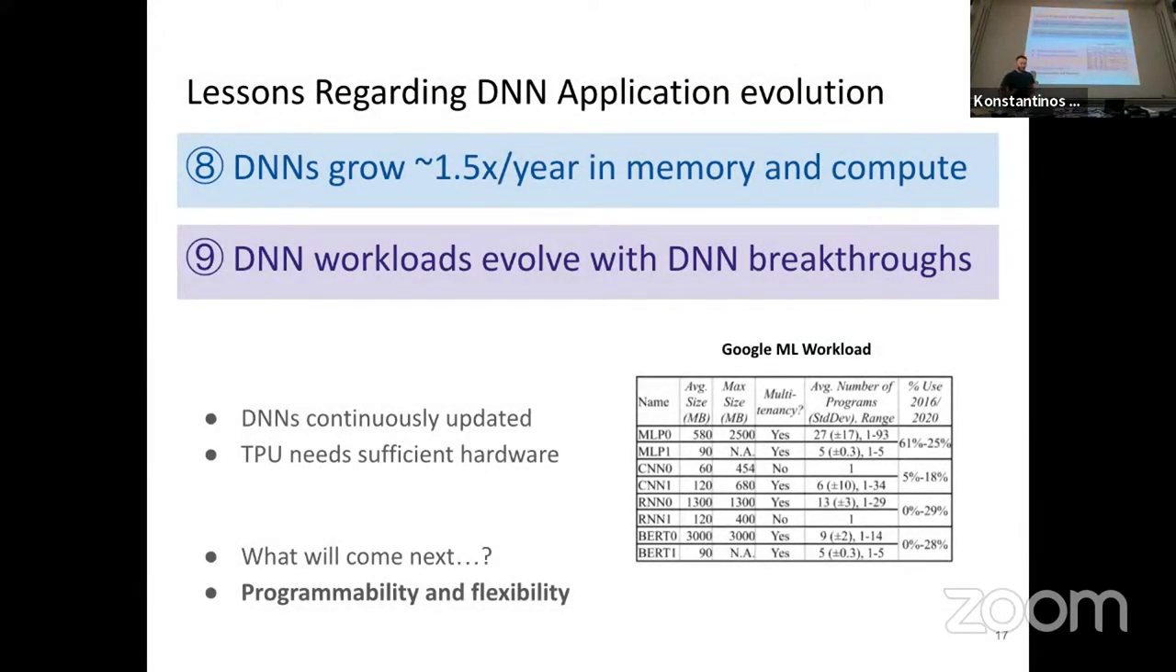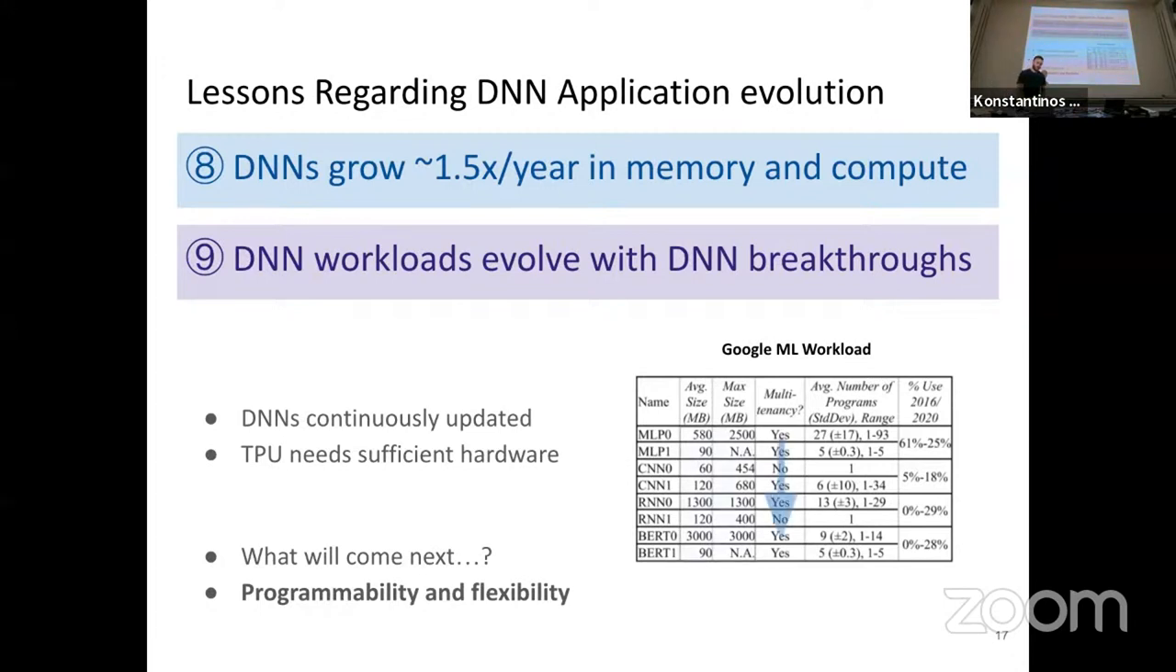Lessons 8 and 9, we're almost at the end. These two are sort of related. This is the observation that DNNs grow over time, like any kind of software that you are familiar with. At Google, it's about 1.5 times per year. And that means that the hardware needs to be able to accommodate these increased workloads over its entire lifespan.